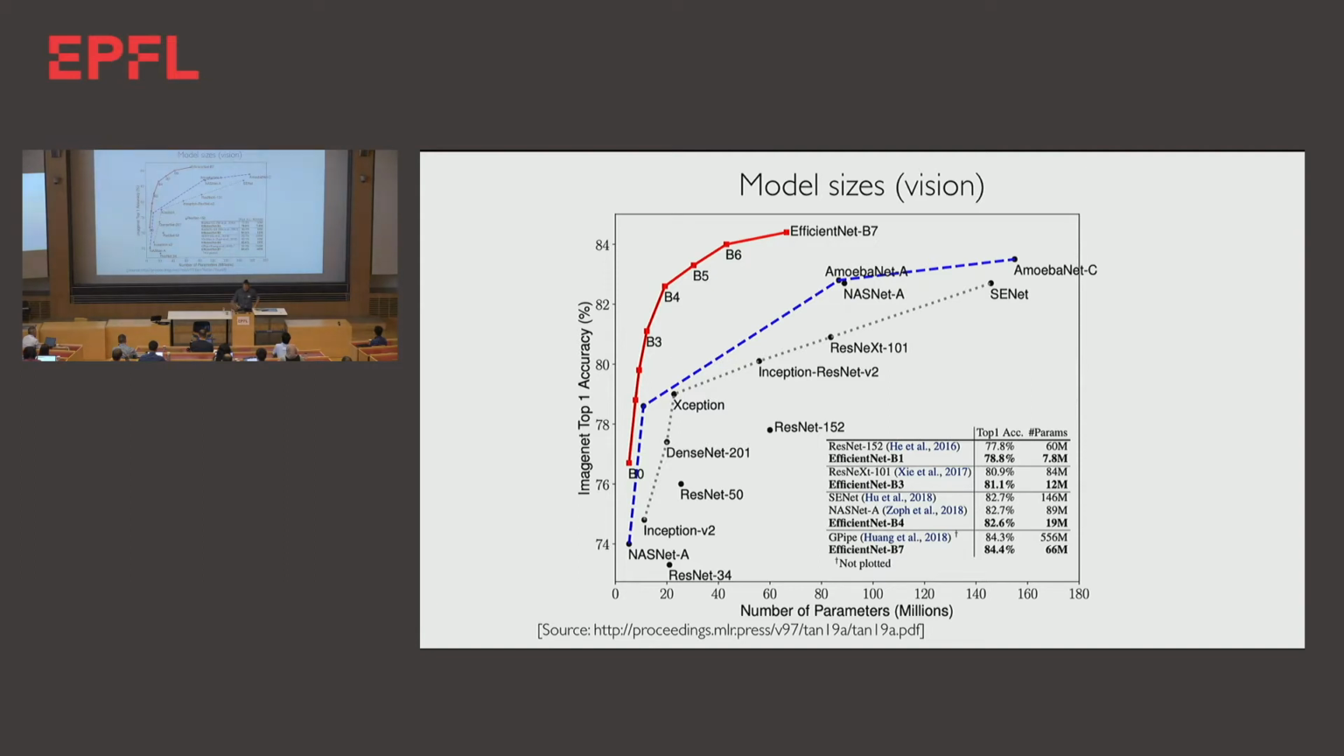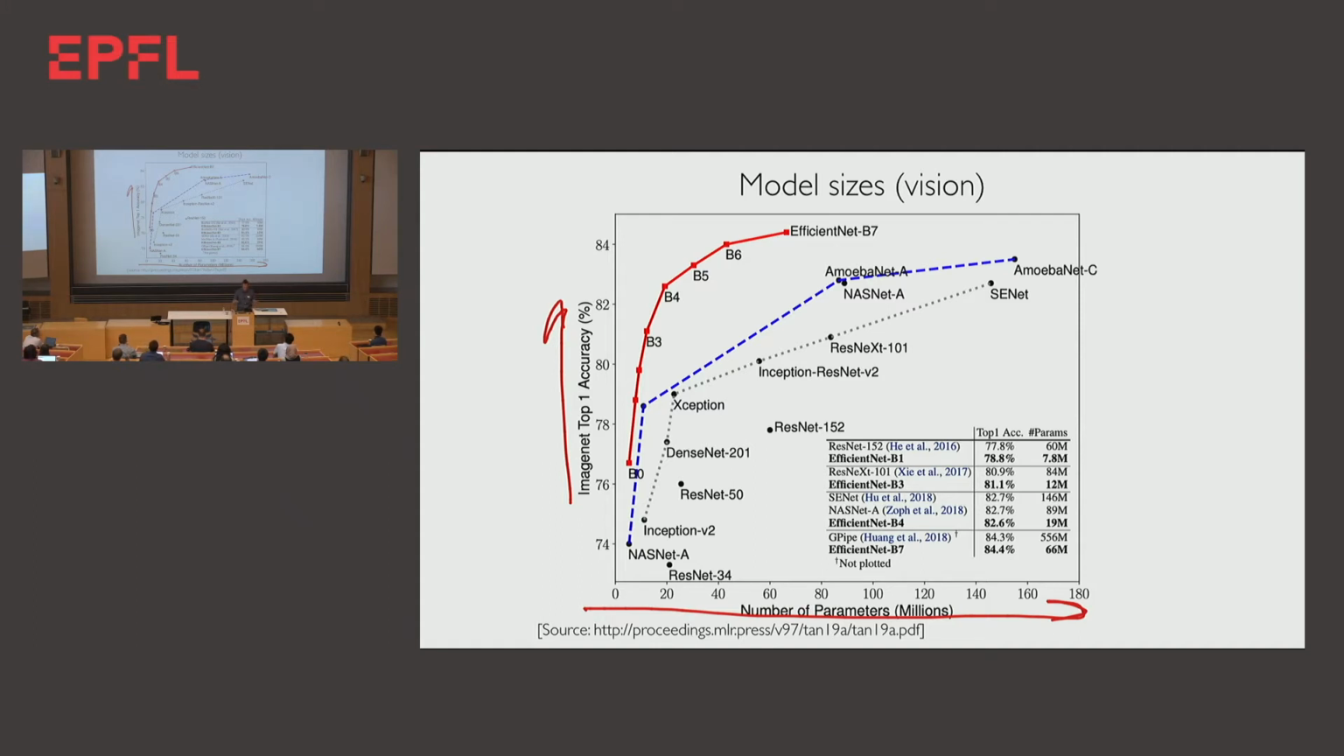So I'm sure you've seen these curves, right? This is basically accuracy versus number of parameters, and these are different families of models: EfficientNet, ResNet, AmoebaNet, whatever. So what do we see here? We see that the accuracy increases as we increase the scale.